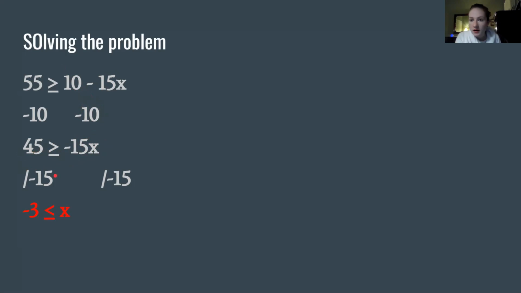And now remember, the third rule was if you divide by a negative number, you have to flip the sign. So you can see we have the sign looking like this, and then we flip it to this. 45 divided by negative 15 is negative 3, and then the negative 15 and the negative 15 cancel out. So it's just x. And that's our final answer.